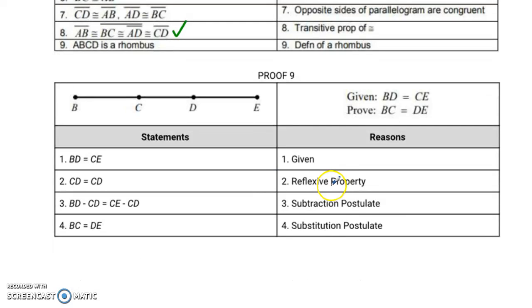Proof number 9 gives an example of the subtraction postulate and the substitution postulate. It's very, very straightforward and sometimes misconstrued by students, so let me try to walk you through it. I have BD, which is here. That's this entire line here.